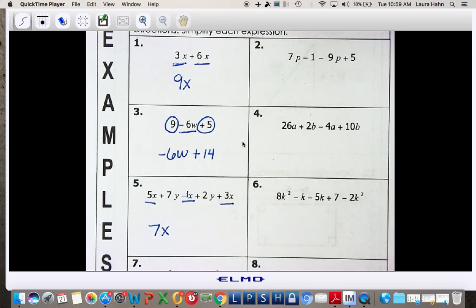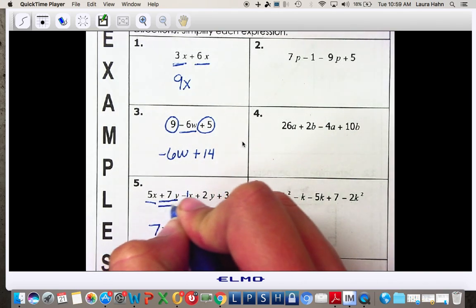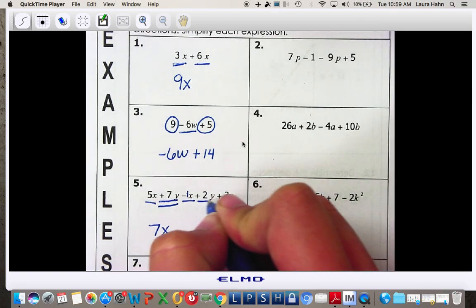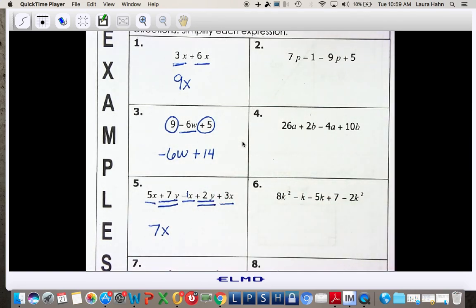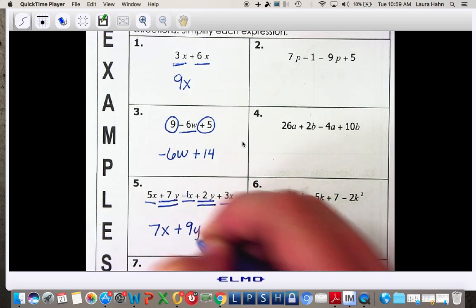Okay, so now I'm going to look at my y's. I have a positive 7y and a positive 2y. Since they're both y's, I add them up. 7 plus 2 is a positive 9, so plus 9y.